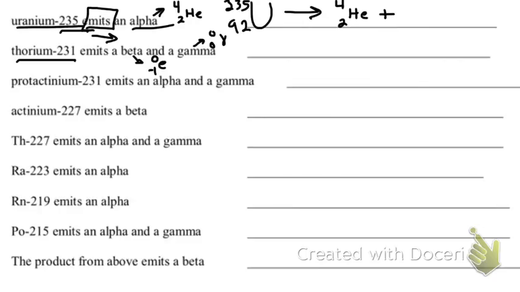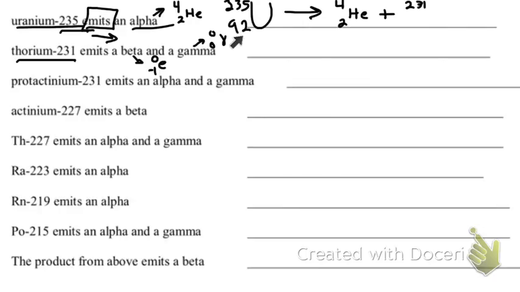This side of the equation, this being our equal sign, always has to add to the same as this side. So whatever the mass is over here, our mass on this side has to add to the same thing. So if this mass is 235 and we have 4 there, we need to figure out what to add to 4 to get 235. We come up with the answer 231.